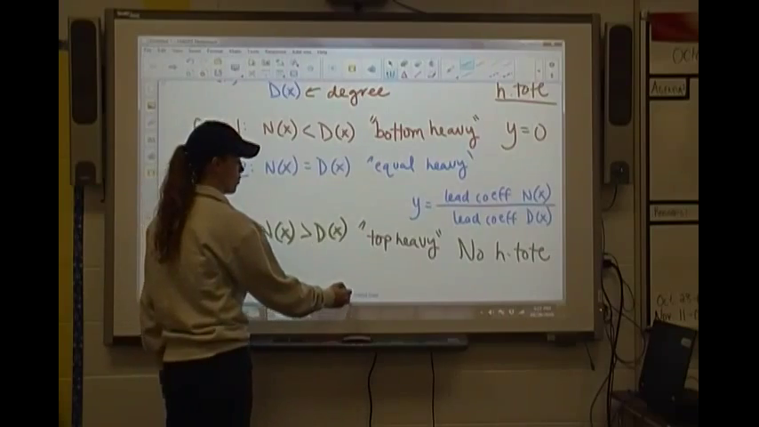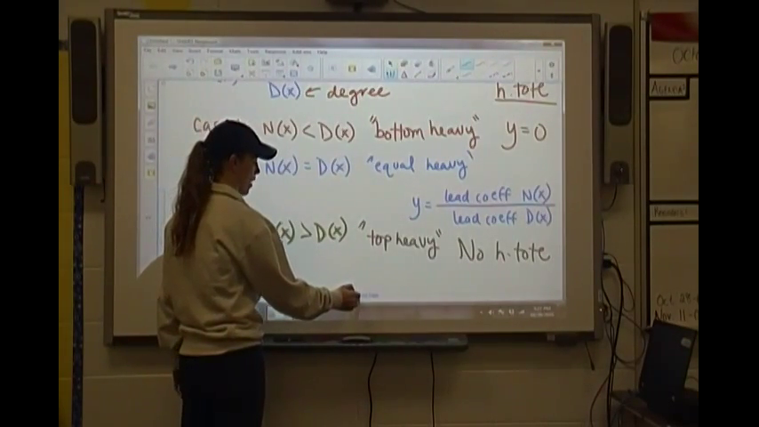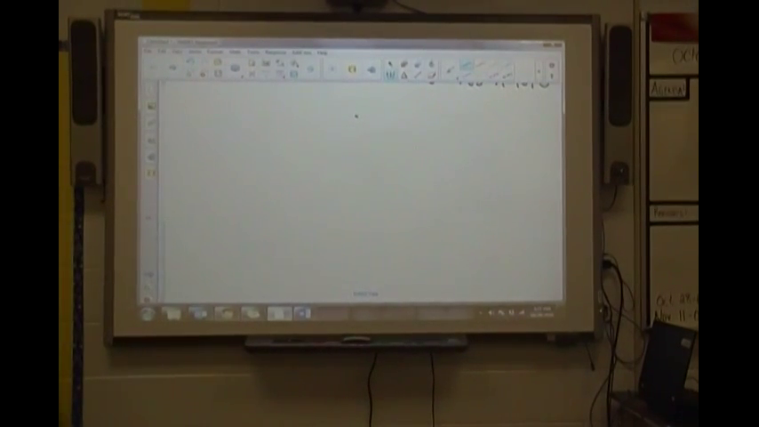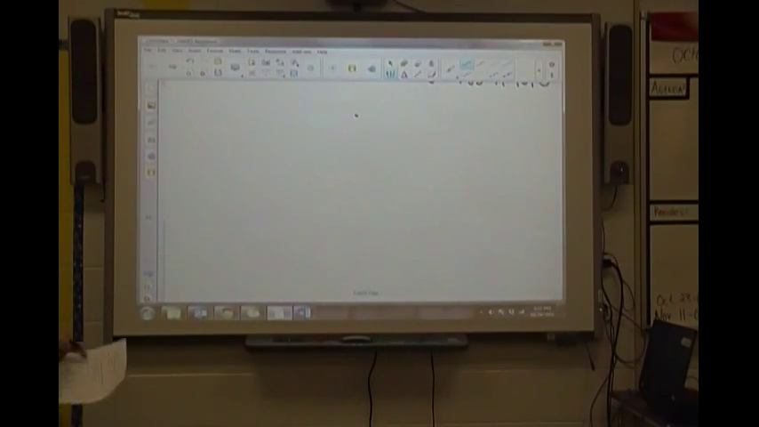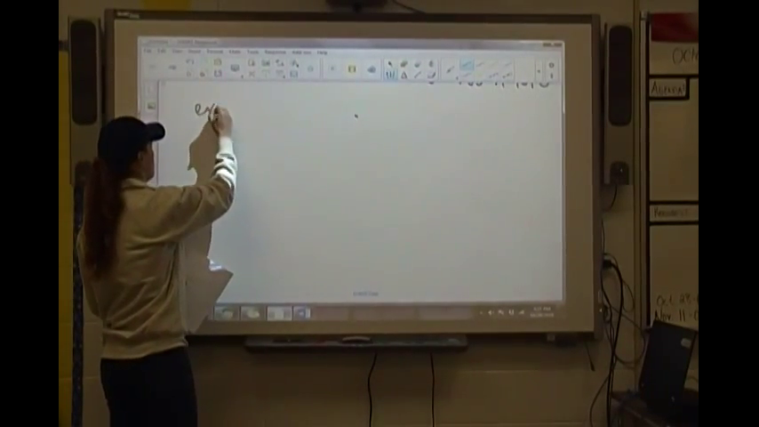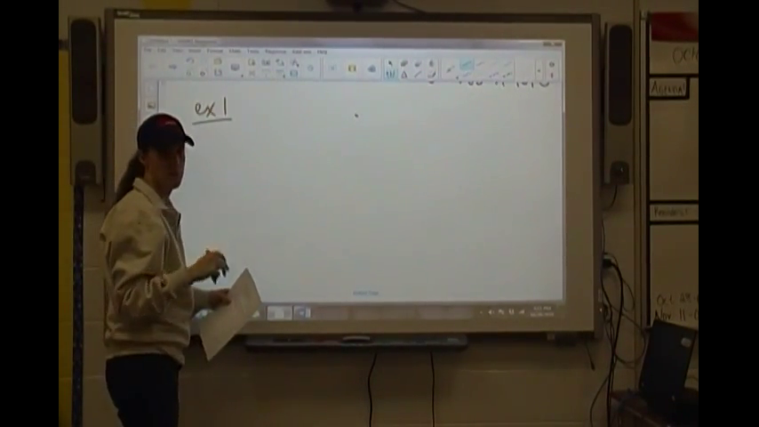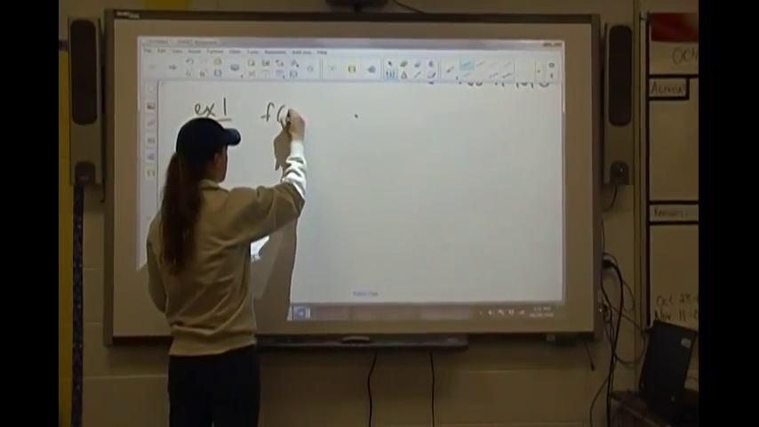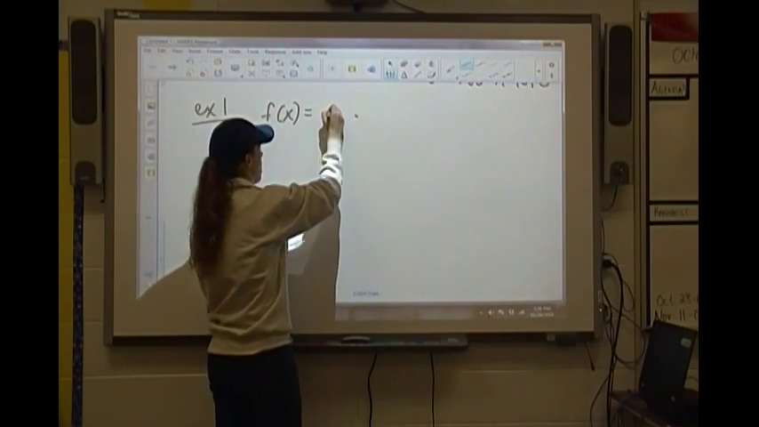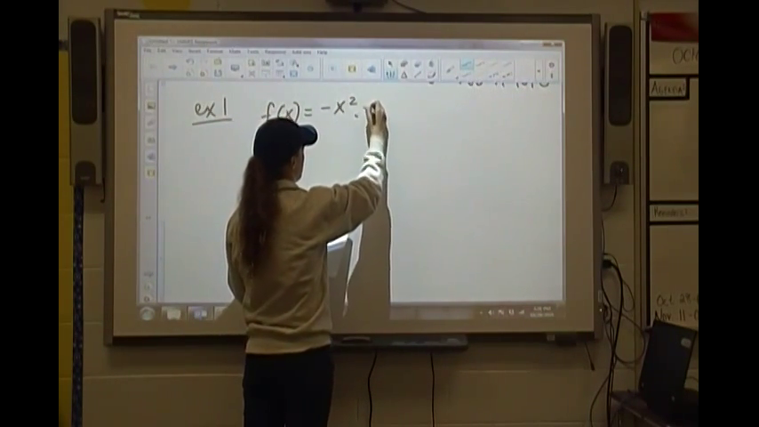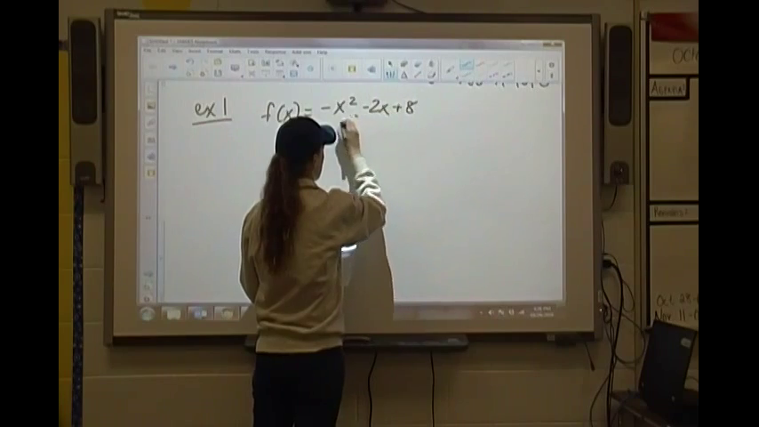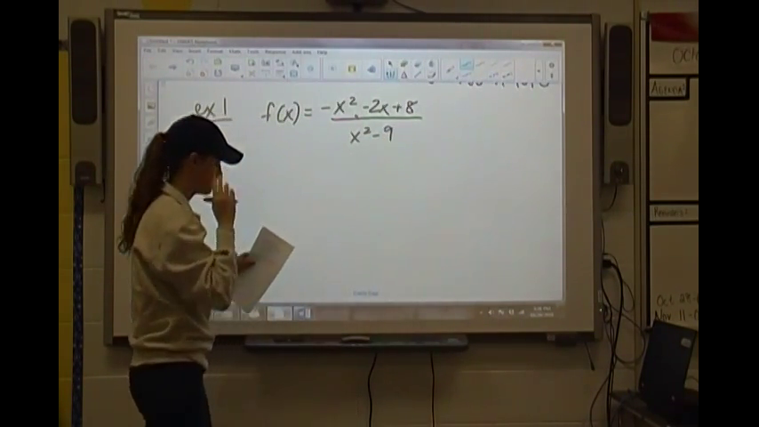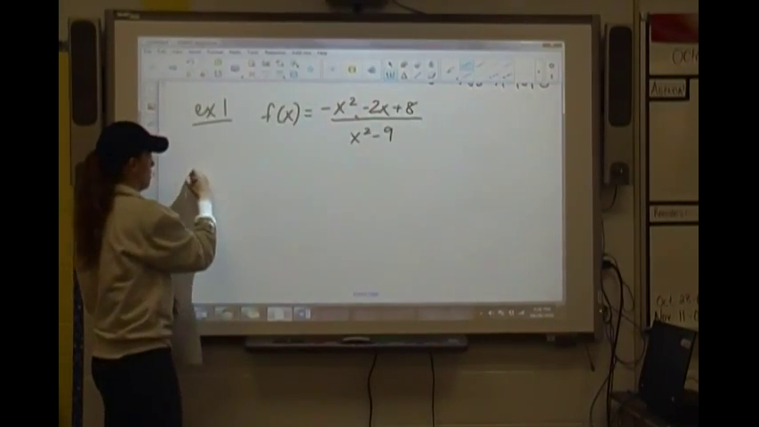All right, so we're going to get into finding these values with some examples. The first example we're going to cover is example 1, and we're going to find the 4 pieces of key information that we've talked about so far. Our example 1 is f of x equals negative x squared minus 2x plus 8, all over x squared minus 9. The first thing we want to find is the vertical asymptote.